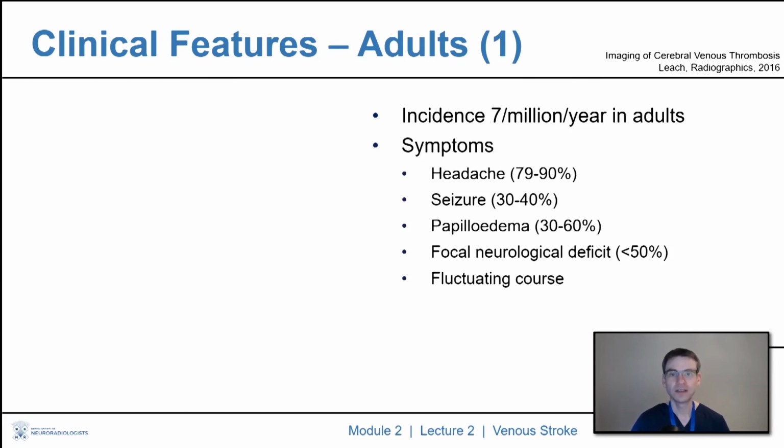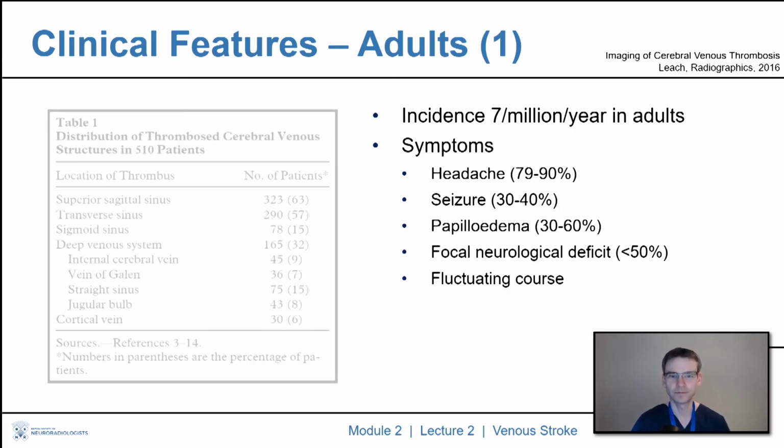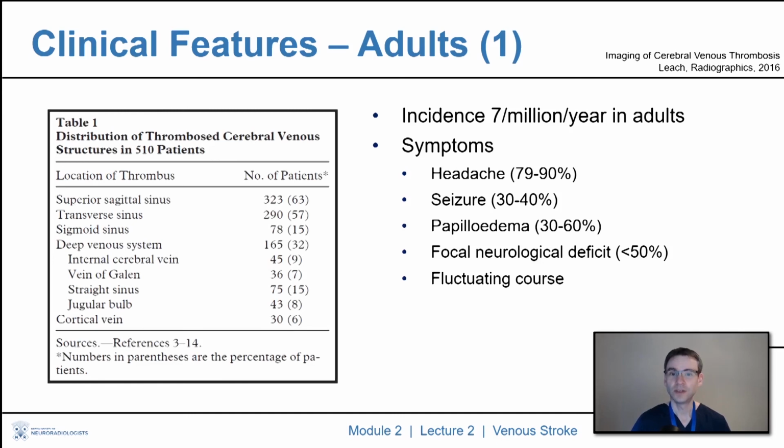Symptoms: headache, seizure, papilledema, maybe a focal neurological deficit, but not necessarily, and maybe a fluctuating course, but not as a routine finding. And the territories that were involved, well, the thrombus is most often in the superior sagittal sinus, followed by the transverse sinus, followed by the deep venous system.